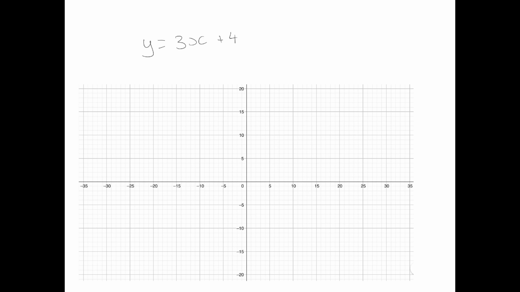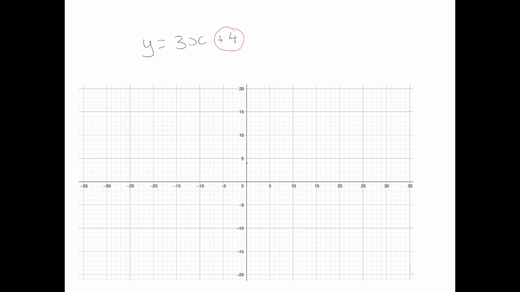In our rule for a straight line, the y-intercept is always this point here. So for this formula, we know that this line is going to cross the y-axis at positive 4. So let's put a dot there just to start with. Bang, straight away.